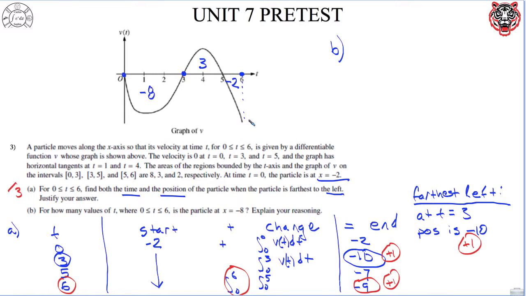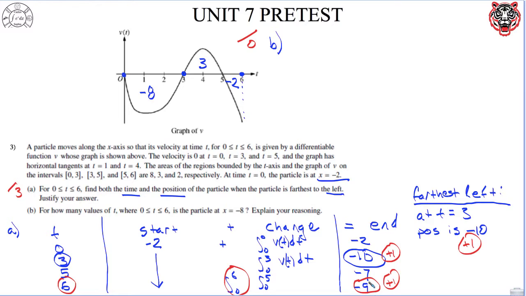Okay, so part B was totally extra credit. It's out of 0 points. Will that be on the test? It will be on the test, and it will also be extra credit. Something similar to B. So, how do you know how many times the particle is at position -8?